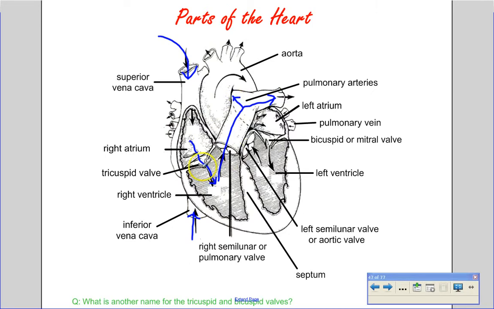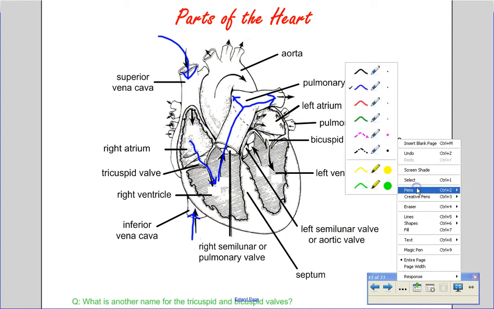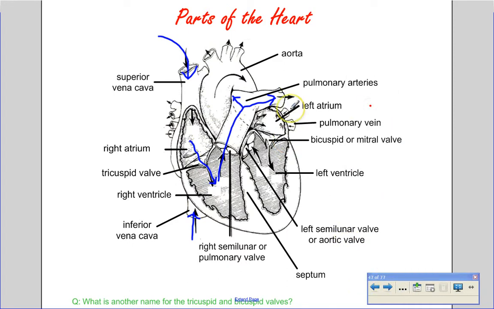It goes out to the lungs, and what happens in the lungs? Pulmonary refers to lungs. So the pulmonary arteries are carrying deoxygenated blood out to the lungs. In the lungs, the red blood cells are going to pick up oxygen. So the blood that comes back from the lungs, we'll change it to red, because it's now got lots of oxygen. So the pulmonary veins carry oxygenated blood.